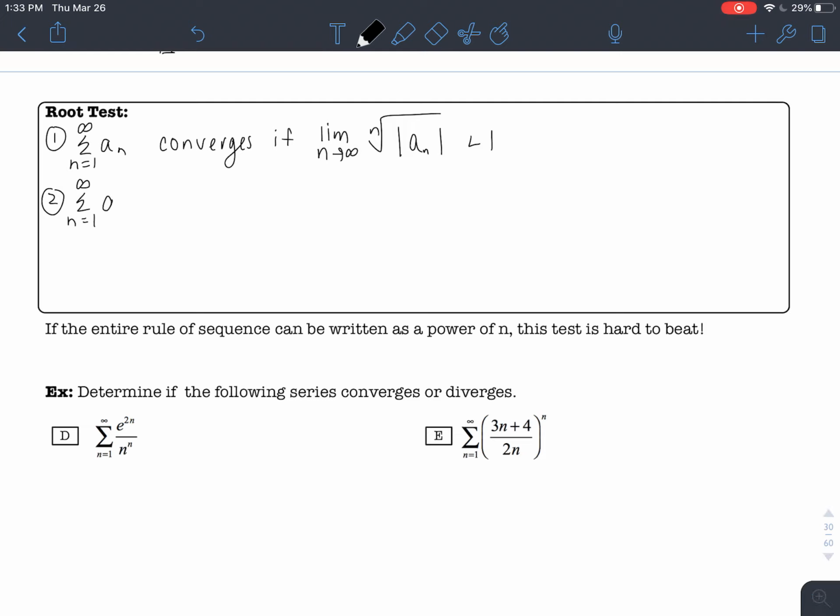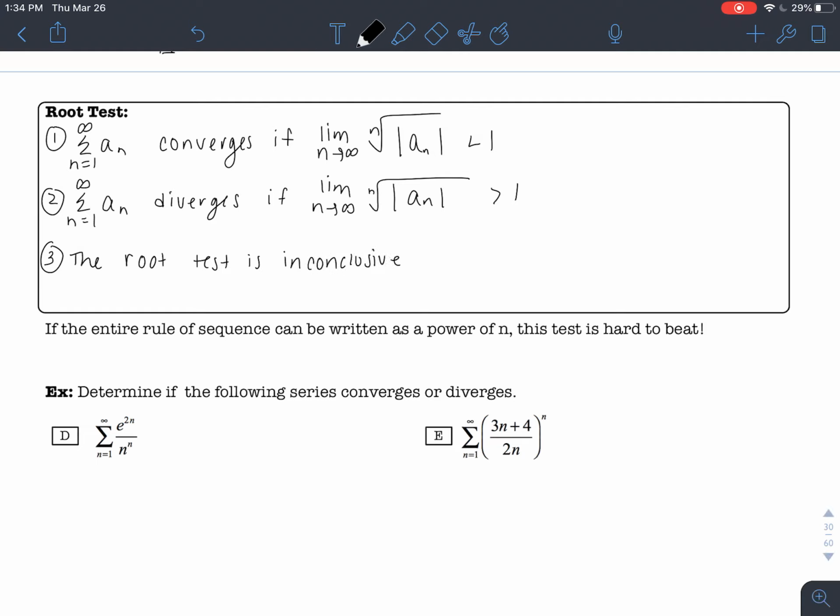Right, so this is very similar to the ratio test, except instead of using the ratio of two things, you take the nth root, hence the name root test, of the absolute value of the sequence. Our series is going to diverge if the limit as n goes to infinity of the nth root of the absolute value of the sequence is greater than 1. And then just like the ratio test, the root test is also inconclusive if the limit is equal to 1.